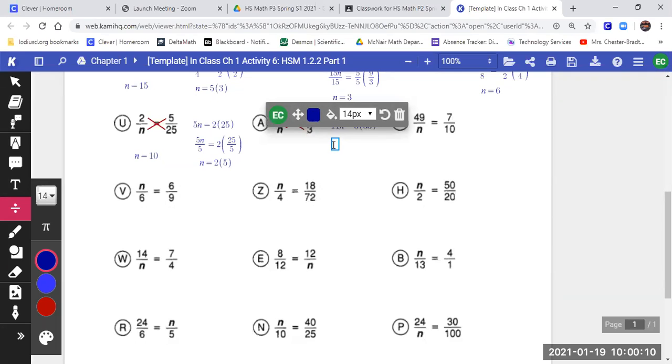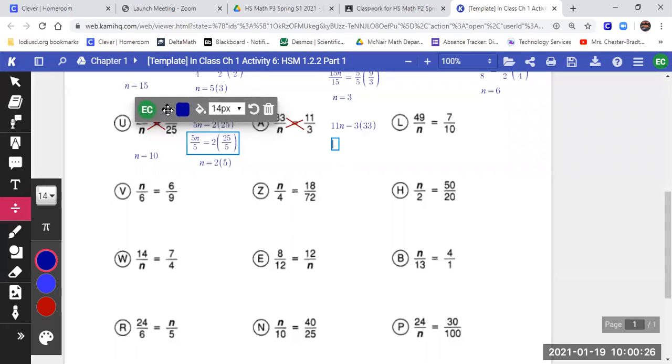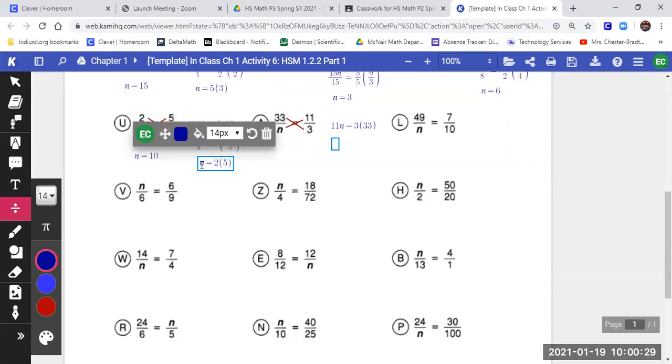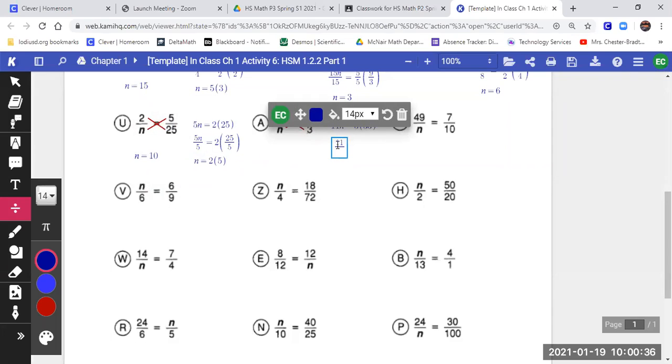Okay, what's our next step going to say? 11n divided by 11. Thank you. Okay. Now, does something on the right-hand side divide evenly by 11 so I don't have to worry about the break? Yes. What divides evenly on the other side? The 33.